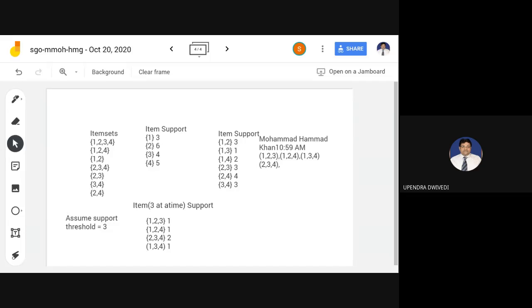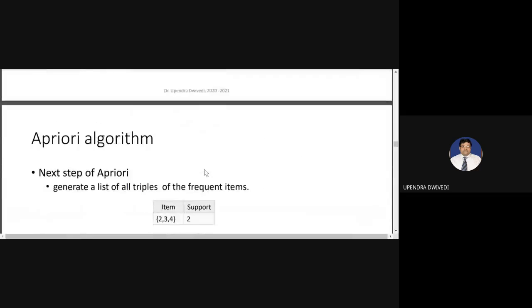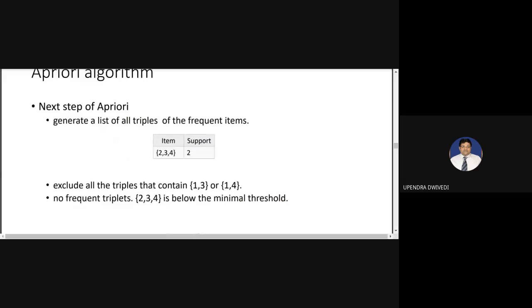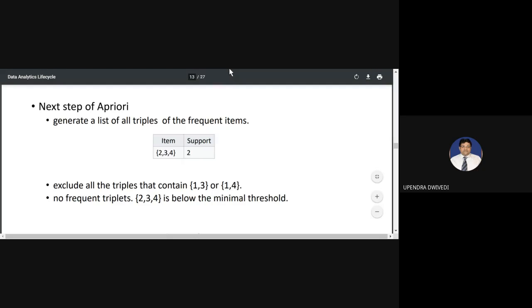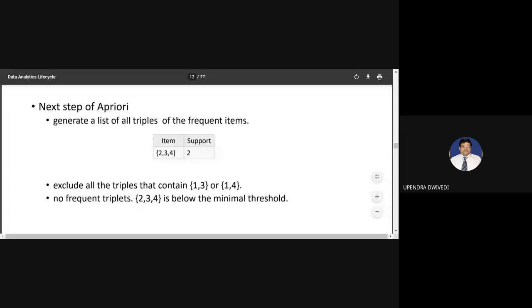Now, when we take the next step of the Apriori algorithm and list the triplets of the frequent item set, we have no item set having a support greater than 2. So no frequent triplet, and 2 comma 3 comma 4 is below the minimum threshold. You can consider that 2 comma 3 comma 4 has a higher possibility to count as a frequent item set, but the other item sets have less than the required threshold.